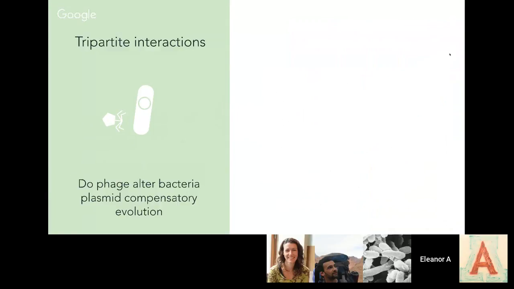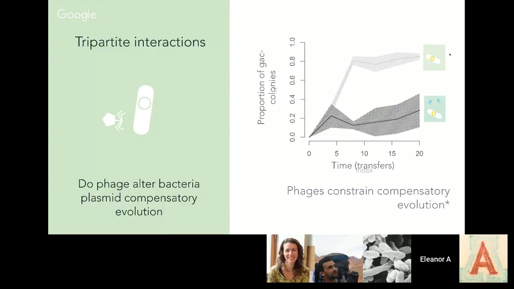So flipping that around then, we can ask, how does the presence of the phage impact on the relationship between bacteria and plasmid? So here I was looking for compensatory evolution, which I've described as being a really important part of this evolutionary relationship. And we can track the frequency of these GAC mutations, these compensatory mutations in our populations through time, and find that when phages are present, the frequency of these compensatory mutations is far lower than it is when they are absent. So phages are constraining that compensatory evolution process.